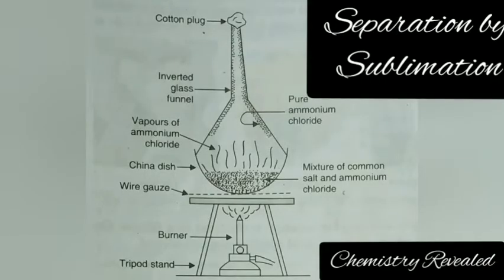In this diagram you can see the separation by the sublimation method, from the mixture of ammonium chloride and sodium chloride. On heating in the china dish, you see the vapors of ammonium chloride rising up, and on cooling by touching the cold walls of the funnel, they stick to the funnel walls, and sodium chloride is left behind and they get separated.